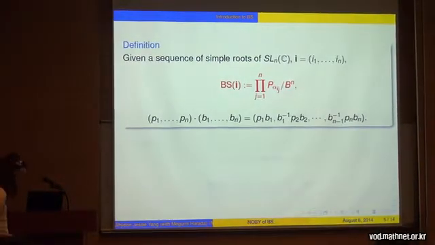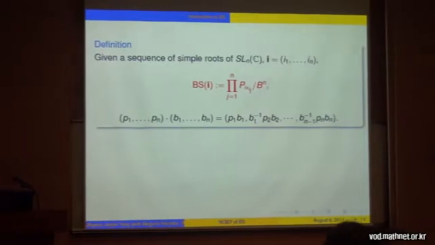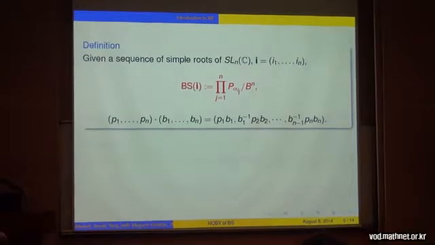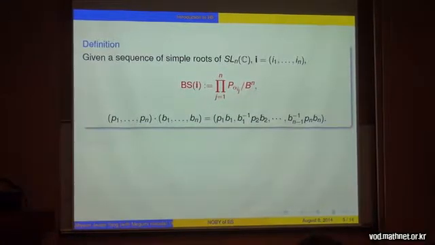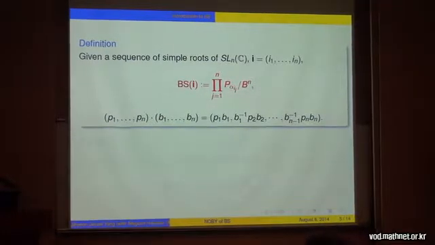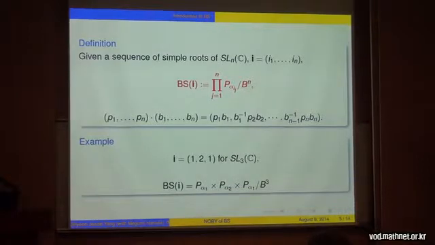Okay, now here's a brief introduction to Bott-Samelson variety. It begins with a choice of a sequence of simple roots of SL_n(C). Again, you can replace SL_n(C) by any reductive algebraic group. Usually we denote this sequence by just the indices of the simple roots. For example, for SL_3(C), we choose alpha 1, alpha 2, alpha 1. Then the Bott-Samelson variety is the product of the minimal parabolic subgroups corresponding to the simple roots, quotiented out by the standard B^n action.